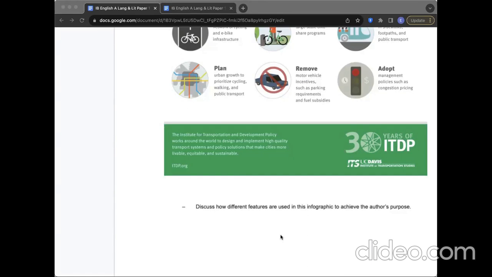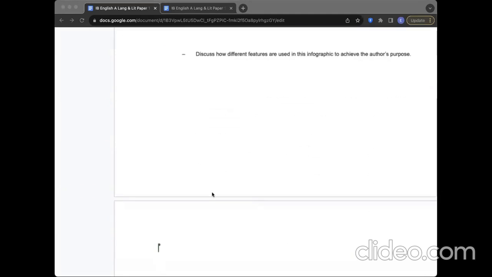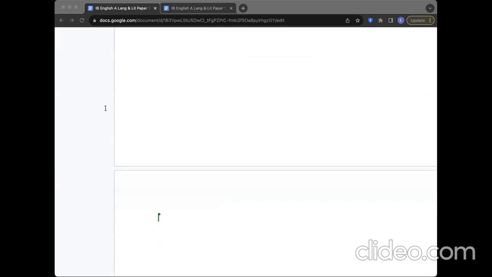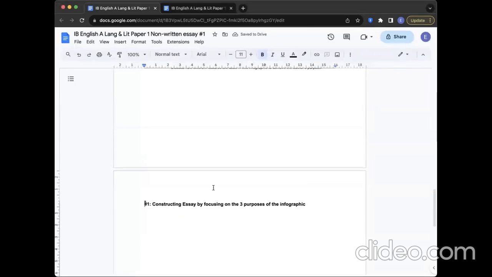Considering the nature of the given guiding question, I reckon we can have two straightforward ways to analyze the text and to compose the essay. First is to focus on the purpose of the essay. And next would be about focusing on the different features being used. Then let me start with the first way. First way is constructing essay by focusing on purpose.